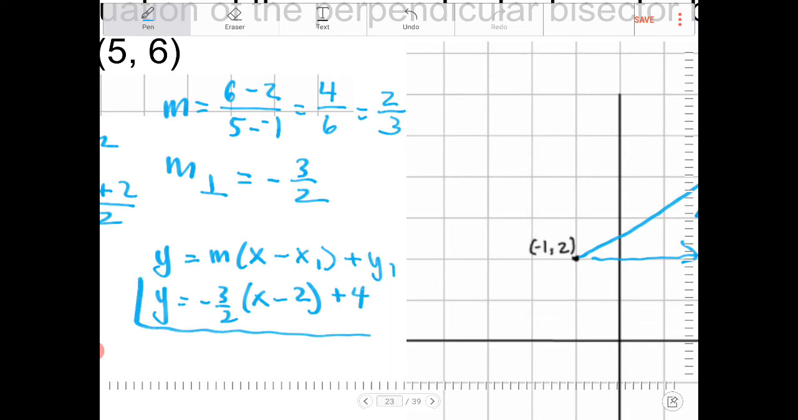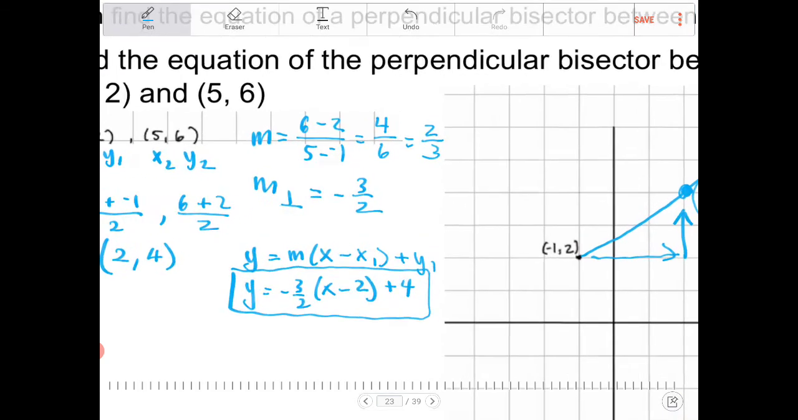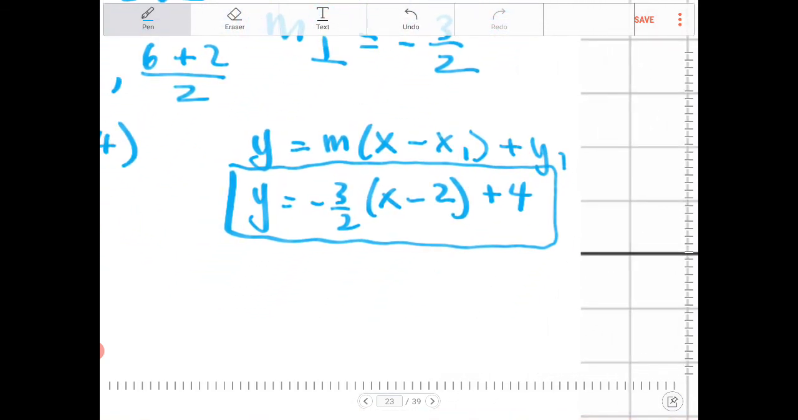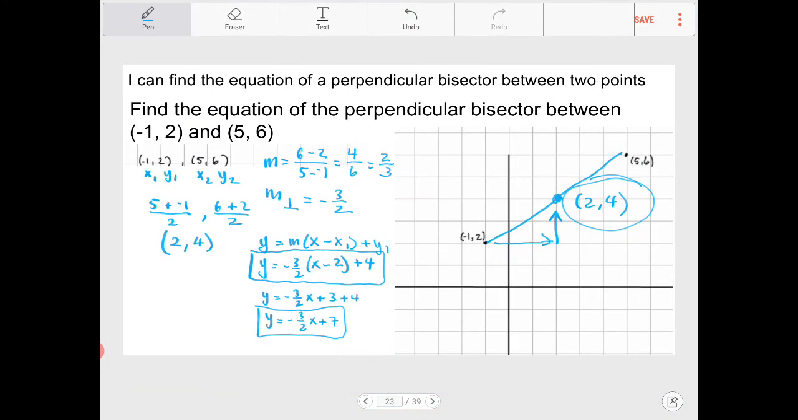Now say hypothetically that the question required you to transform that answer into the format they require, which is slope-intercept form. Well, no worries, we can just continue simplifying. I'm going to distribute the -3/2 into the parentheses there. I'll end up with plus 3 plus 4. My final answer will be y equals -3/2x plus 7. Again, these two equations, though they look different, mean the same exact thing. Both of these are the perpendicular bisector.